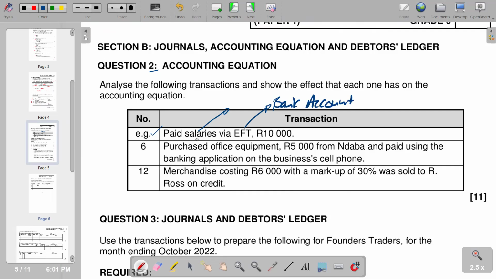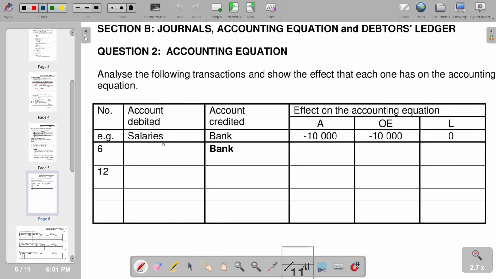A salary is an expense, and we know that all expenses are debited. So you debit salaries, and EFT as the bank account, you credit. Remember, whenever we are paying money, money is going out of the business, so the bank is credited. That is the narration in one section: account debited, salaries, and account credited, bank.